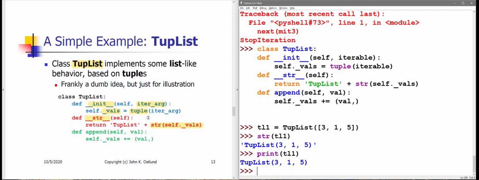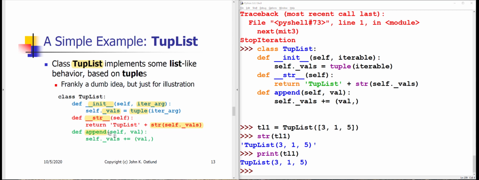Now, I could implement a whole bunch of the list facilities like append and insert and index and reverse and so forth. But rather than just writing a whole bunch of repetitive code, I'm only going to implement the append method as an example of things that we can do with lists.